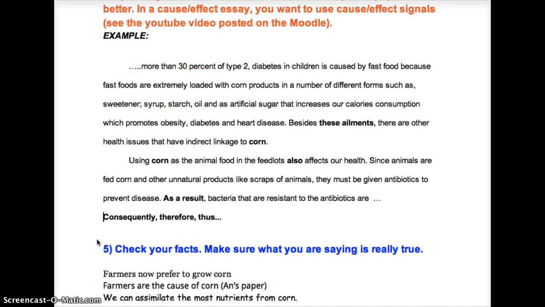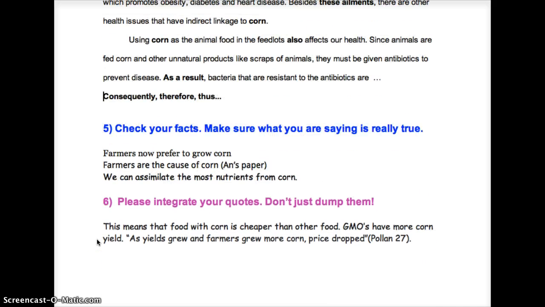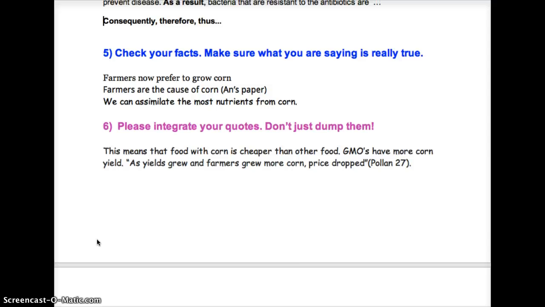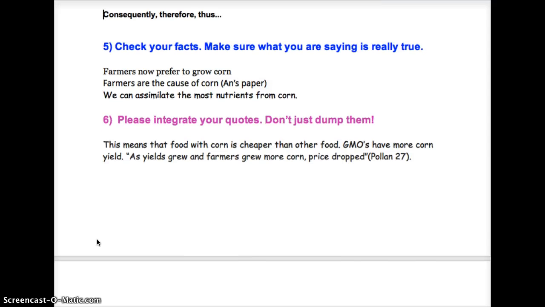Okay, let's move on. Two more left. Thanks for hanging with me. Number five, check your facts. Make sure what you're saying in your essay is really true. A lot of you claimed some things that I don't think you could really back up. So be careful. Be very careful when you're making claims. Make sure there is evidence to support them.